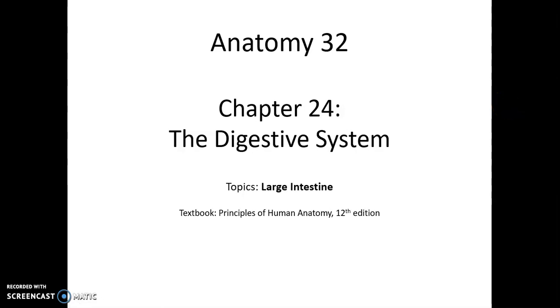Anatomy 32, Chapter 24, the Digestive System. Topics: Large Intestine.